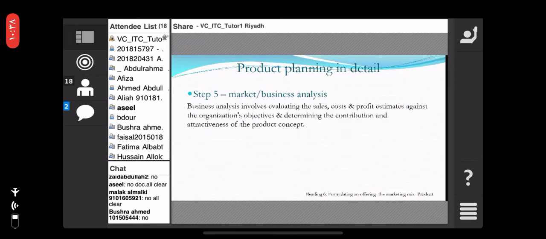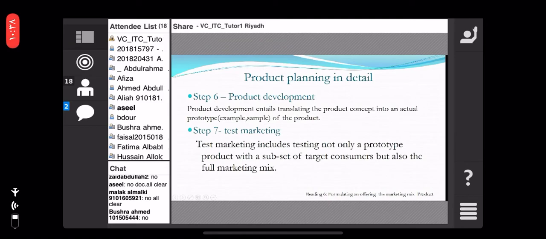The sale of the product, the cost of the product, the profit of the market. All these analyses could be either market analysis or business analysis. So this was step 5.